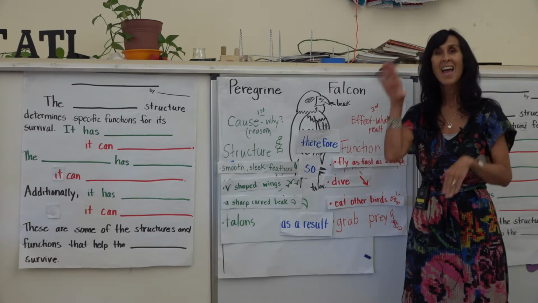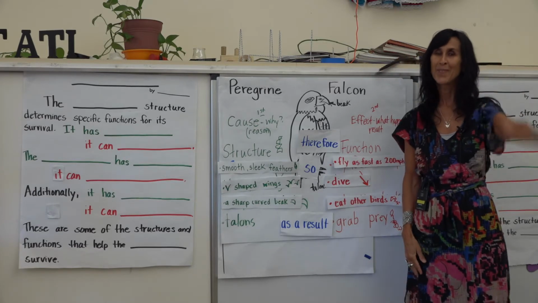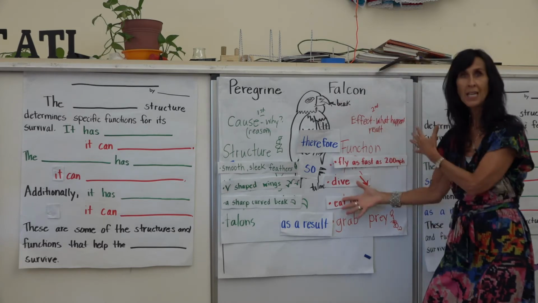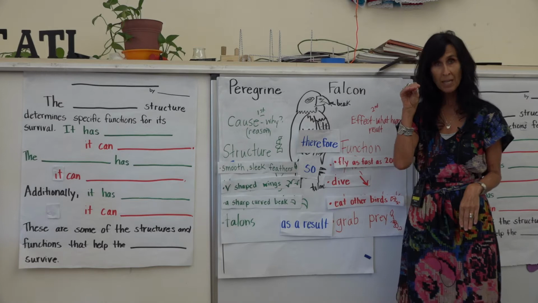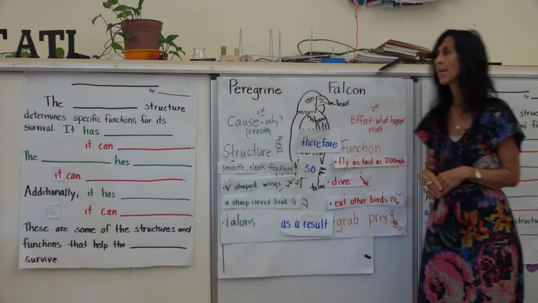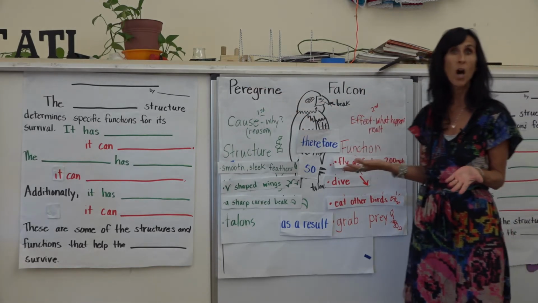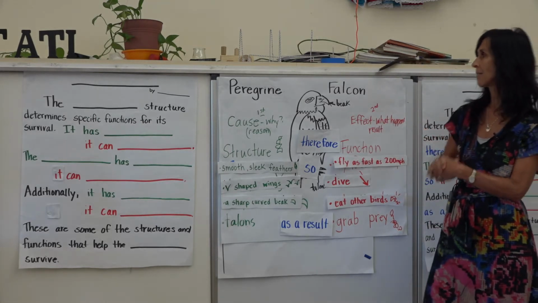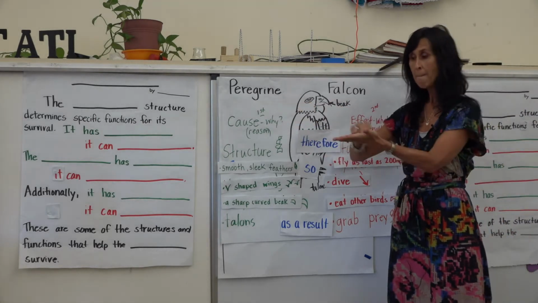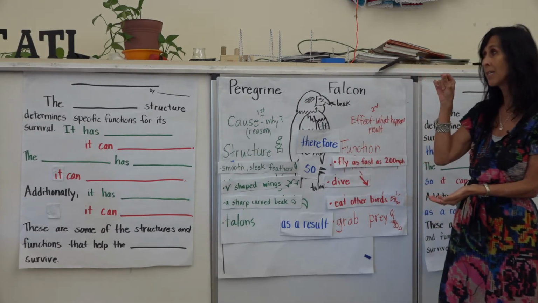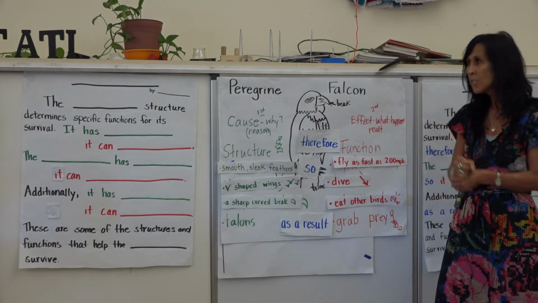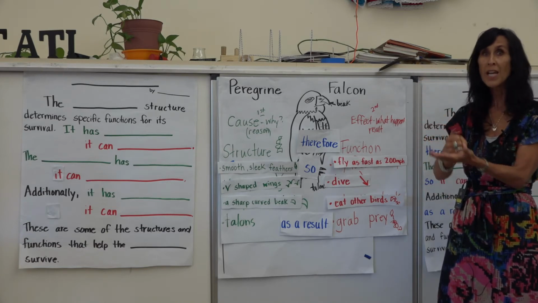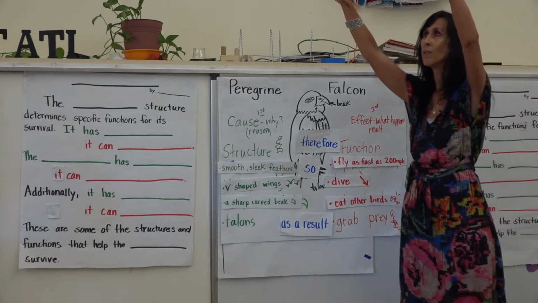Think it and speak it. Say that with me. Think it and speak it. We did all the thinking. Now we're going to practice the speaking part before we go to the writing. This could be our topic sentence in our informational paragraph. We could say something like this. The peregrine falcon's structure determines specific functions for its survival.